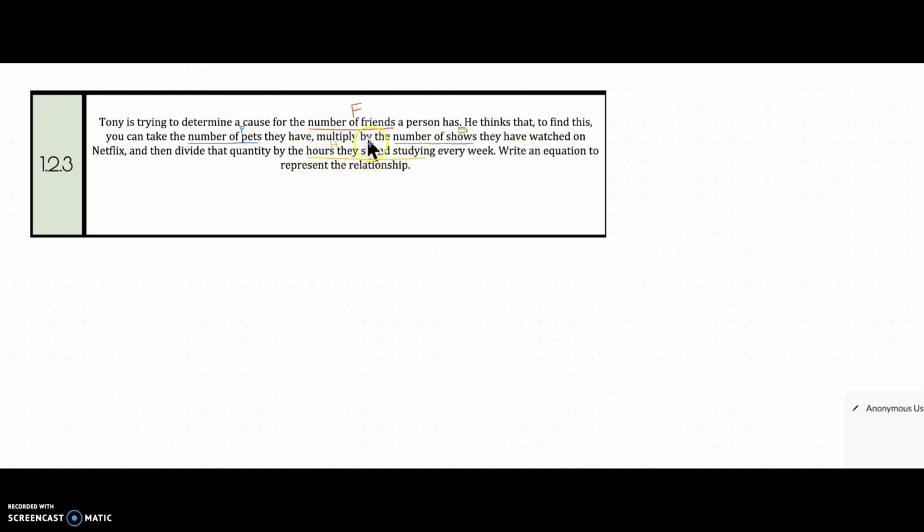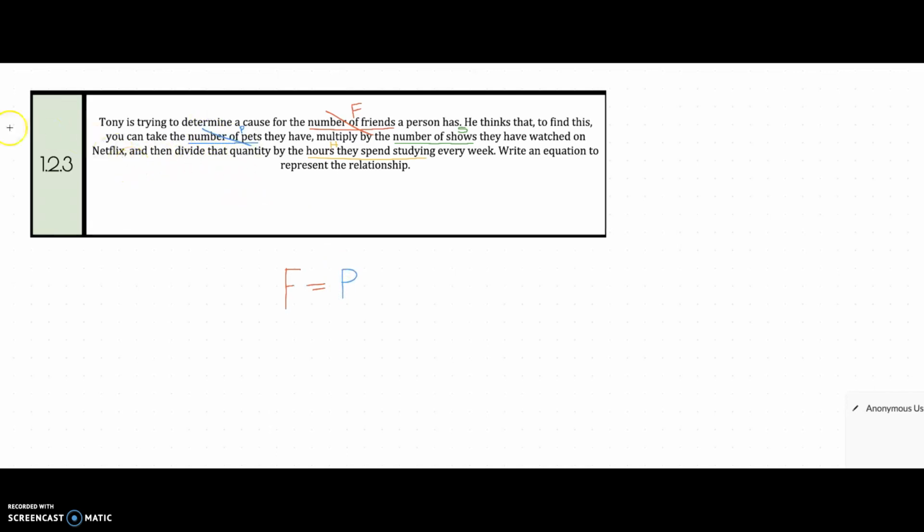Once I have all of my variables, I can go back through and figure out how they are actually related. First things first, he's trying to figure out the number of friends a person has, so we're going to have F equals. Once I use something, I typically like to cross it out so I know that I've used it. Then it says to find this, you take the number of pets, so I'm just going to write down P.